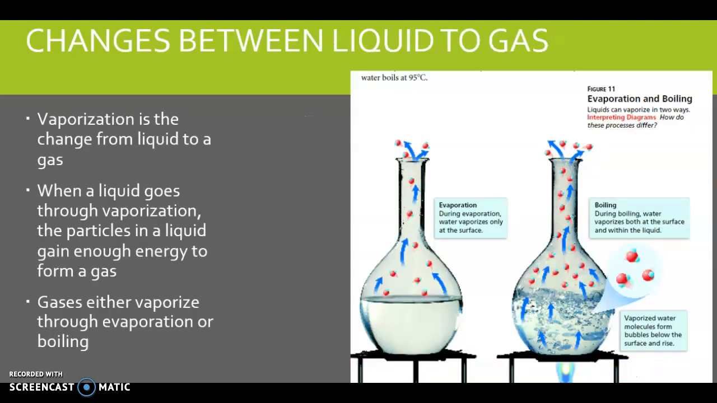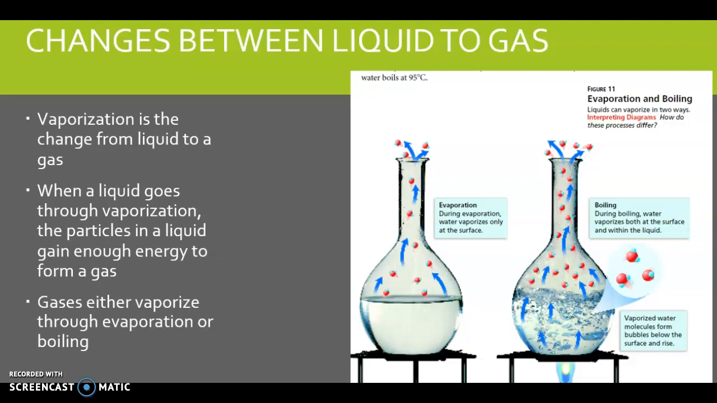Okay, so our next change of state goes between liquid and gas. We went from solid to liquid or liquid to solid, and now we're going from liquid to gas or gas to liquid. Vaporization is the change from a liquid to a gas. There are two different types of vaporization, evaporation and boiling. We're going from a liquid to a gas in both, but they do it in very specific ways. When a liquid vaporizes, the particles in the liquid speed up even more. We know that liquid particles are moving past each other constantly.